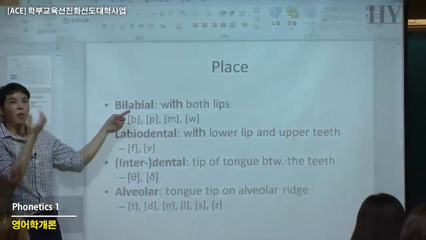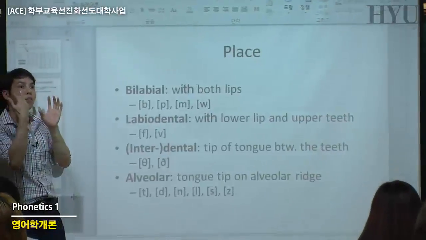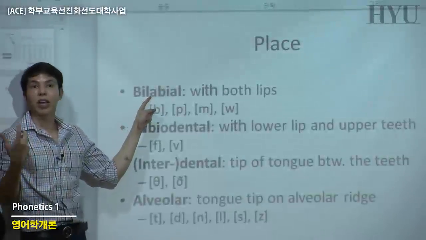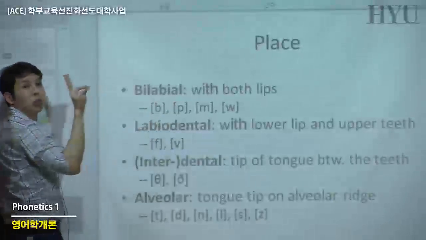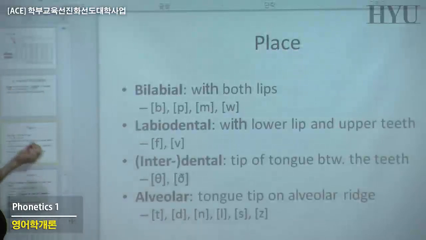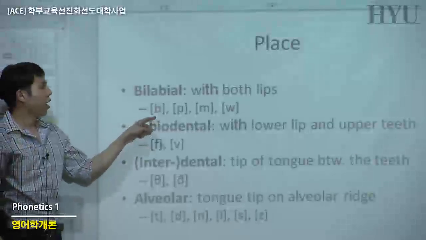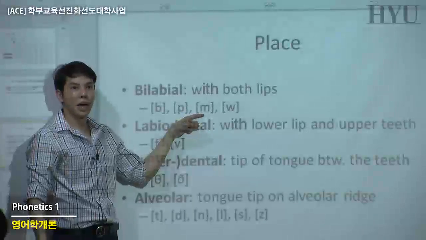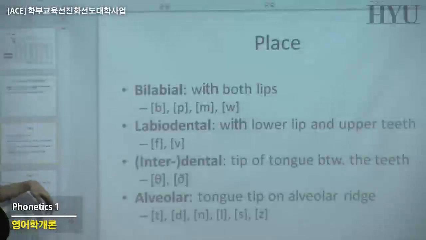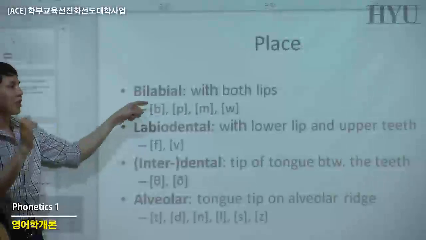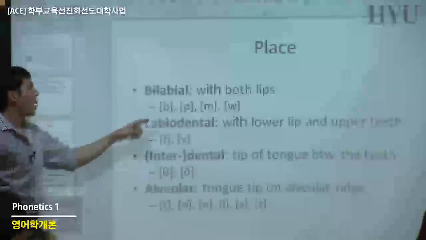The first, from outward to inward, okay? From outside to inside. So the first place is labial. Labial, remember? Labial is lip, right? Bilabial, two lips. Bi is two, labial is lip, so two lips, with both lips. So sounds that are made at that place are B, P, M, and W. When you pronounce these sounds, you use two lips, so we call them bilabial sounds, okay? B, P, M, W, like that. You use two lips, right?